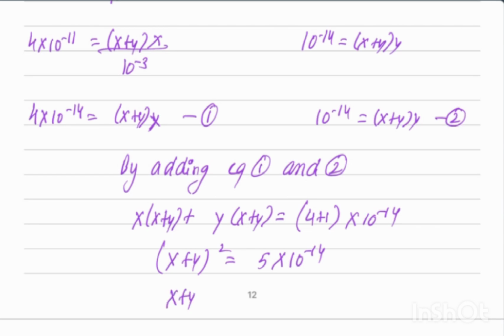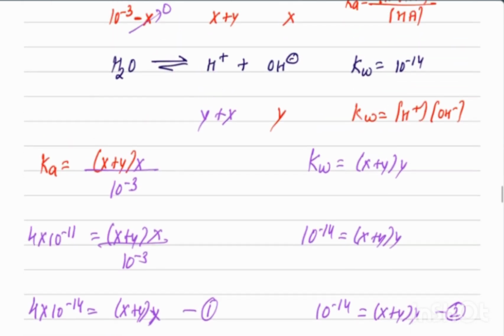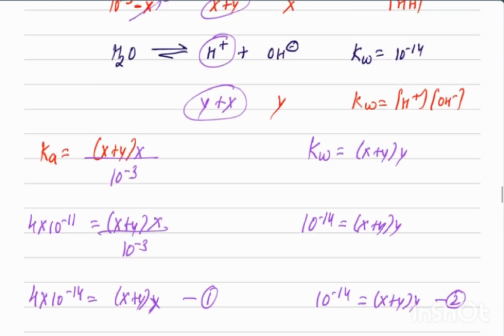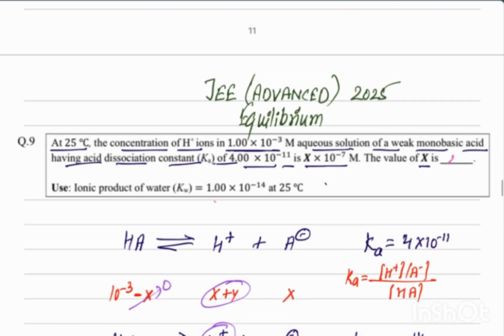From here I can get the X plus Y value, which is root of 5 into 10 raised to the power minus 7, equal to 2.23 into 10 raised to the power minus 7. X plus Y is the concentration of H plus ion, so we get the concentration of H plus ion as this. We have to tell the value of x, which is multiplied with 10 raised to the power minus 7. So the correct answer should be 2.23. Thank you so much for listening.